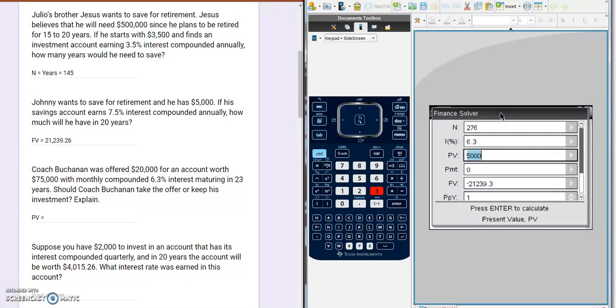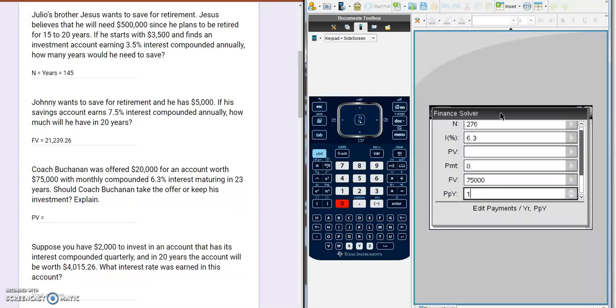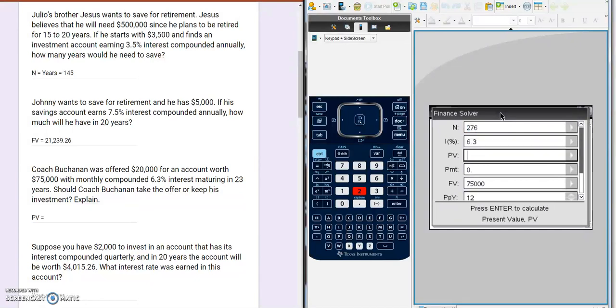So in 23 years times monthly compounded interest, 6.3 is the interest percentage. We don't know the present value, payment 0, but we do know it's worth $75,000 in the future. PPY and CPY are 12, and I get $17,677.25.